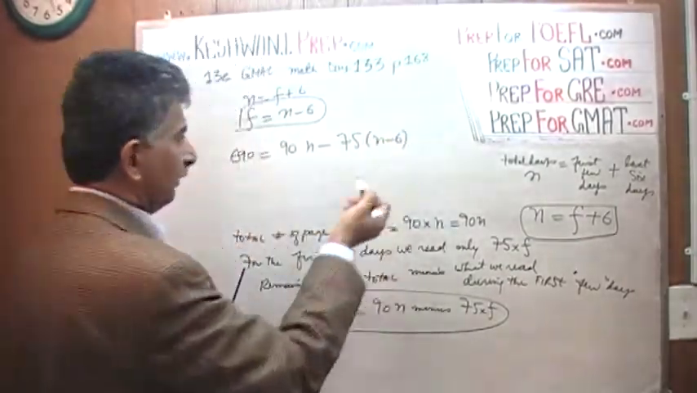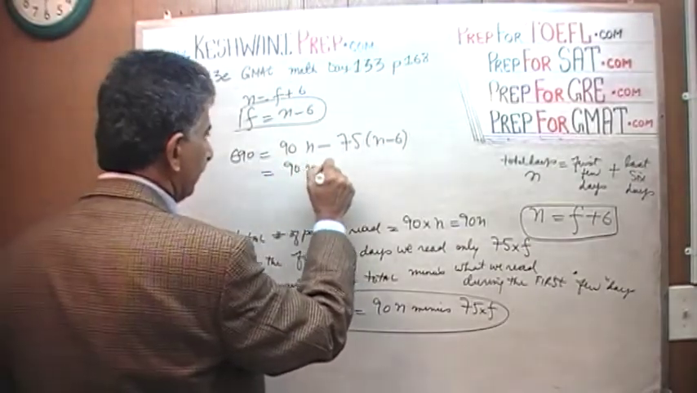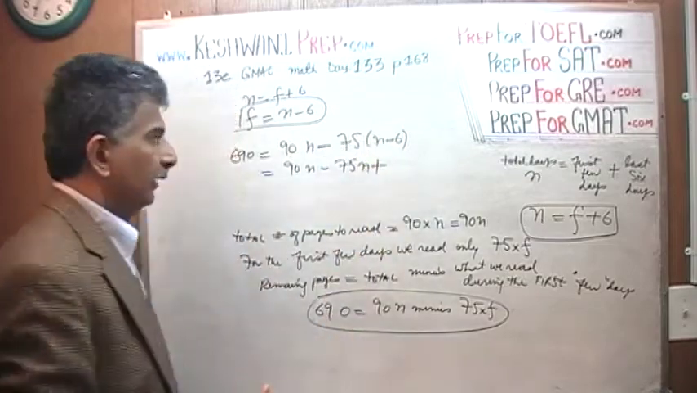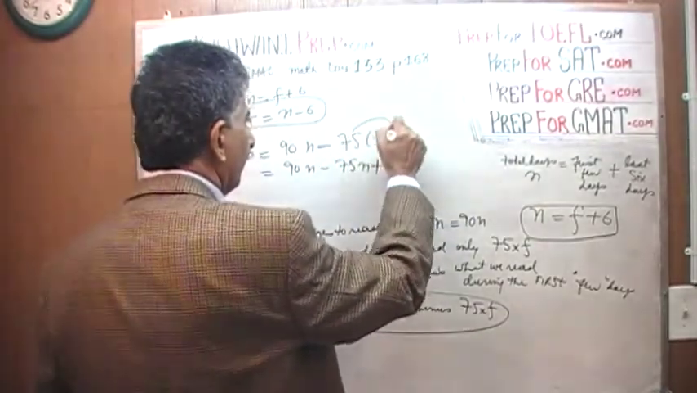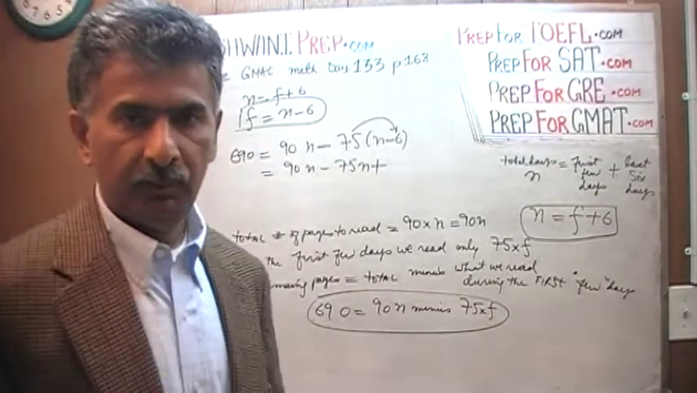N minus 6, and we just have to solve for n. There's nothing to it. So 90n minus 75n, and negative times negative becomes positive, and then we're going to have 75 times 6. How much is 75 times 6? How do I know?